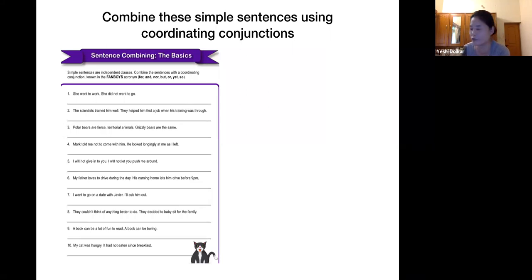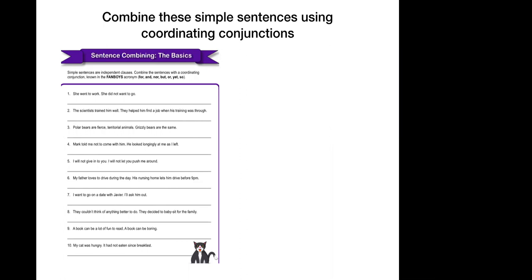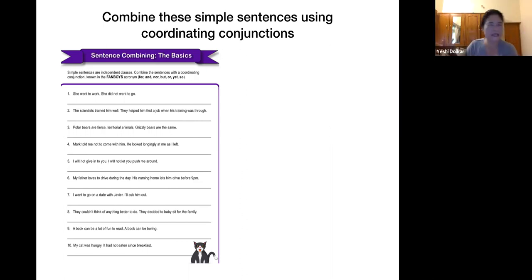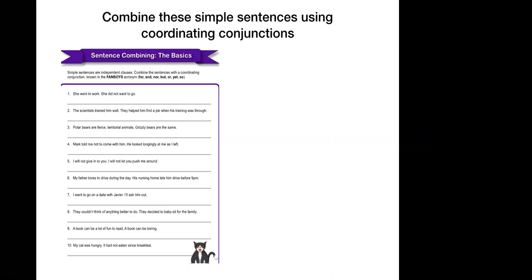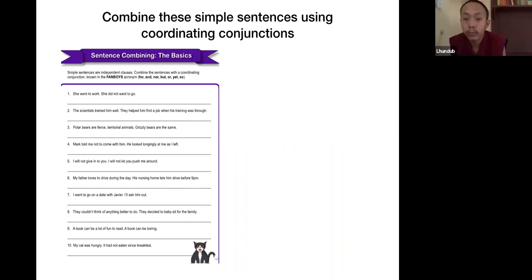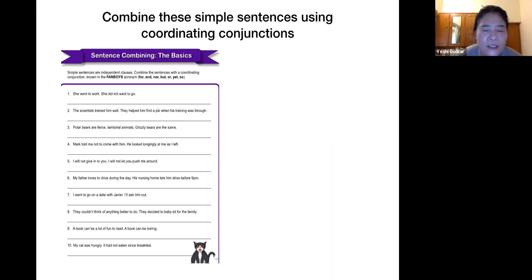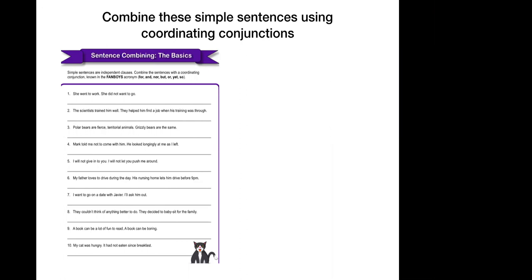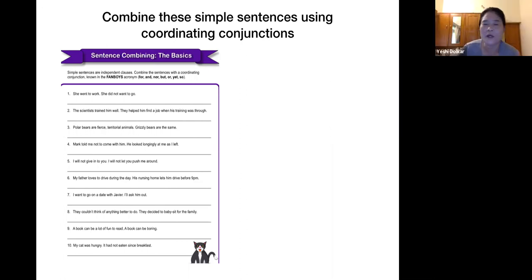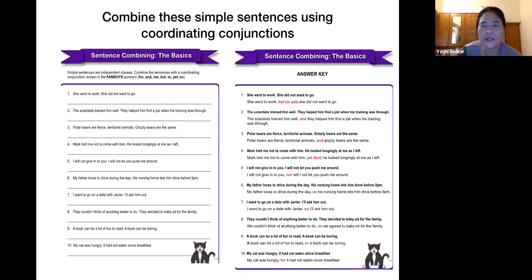Okay, let's finish this off. So that's it. So easy. Come on. What is the connection? My cat was hungry, so... Four. Very good. Four. My cat was hungry, for it had not eaten since breakfast. Yes. Okay. All right. So here are the answers there.